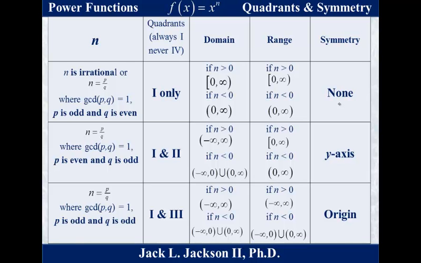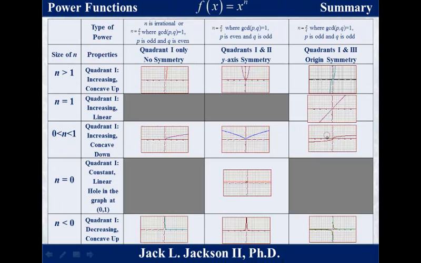If you've got a rational power where it's odd over odd, then you've got quadrants 1 and 3. And if the power is positive, then the domain and range are both all reals. Everything's included there. Of course, if the power is negative, we throw 0 out of the domain and the range, but it's everything else. And these have origin symmetry. So we end up with a total of 11 different possible graph shapes when you put these things together.